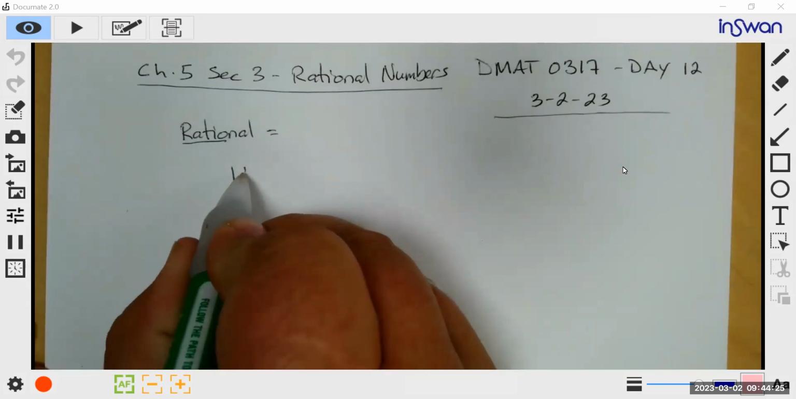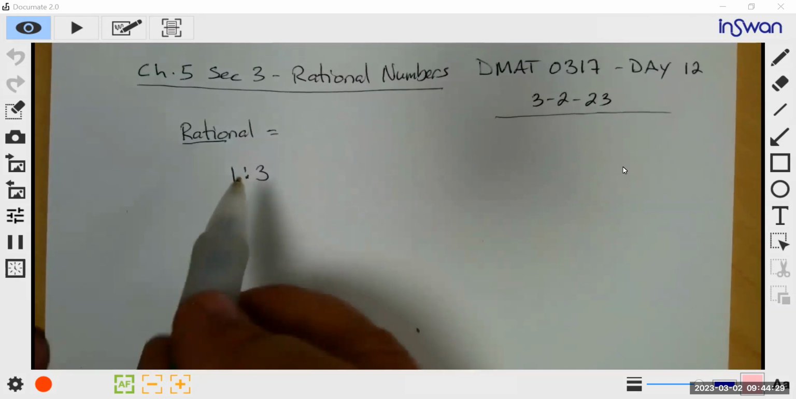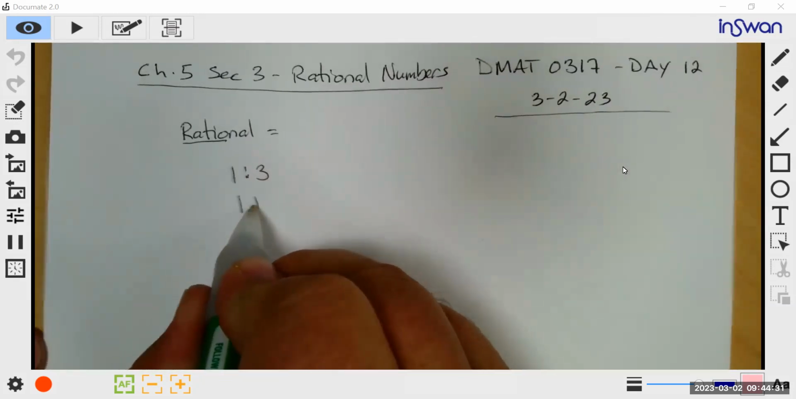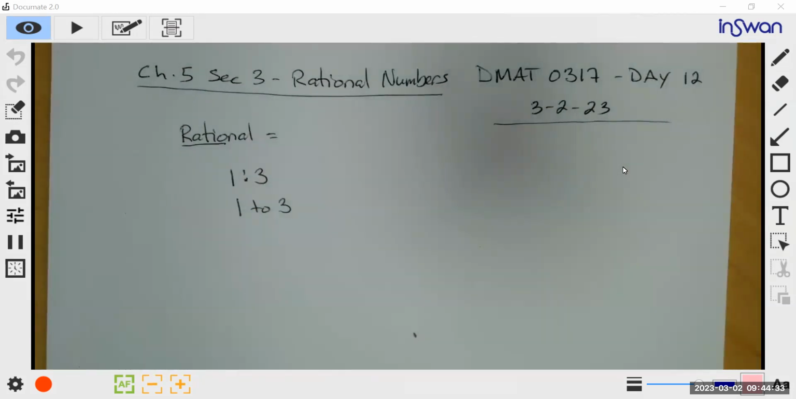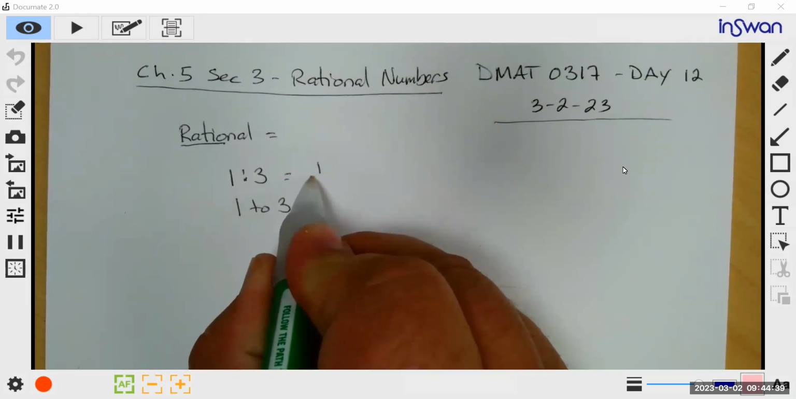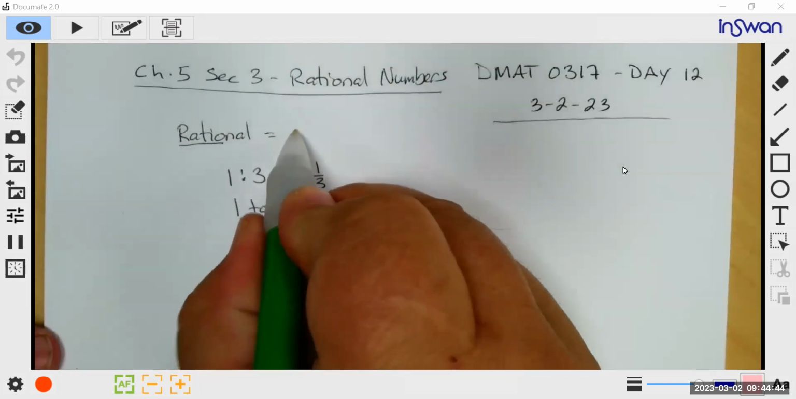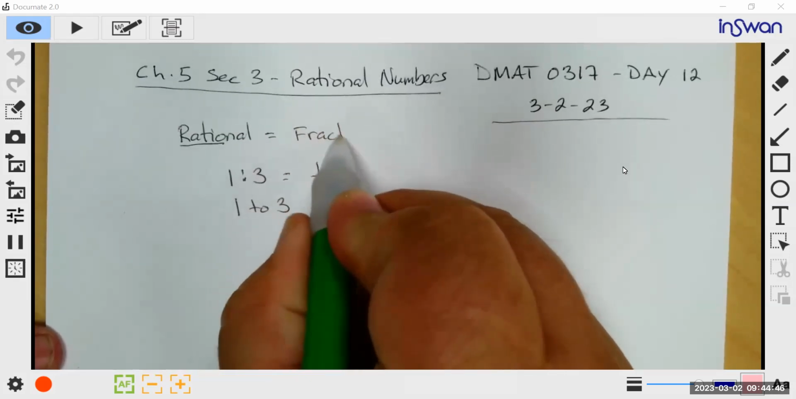Yes, that's a ratio. Very good. But now what does that mean? It means this is read 1 to 3. I remember something about the denominator could be 0. There's something close to that. Ratios, rational means fractions. Yeah.